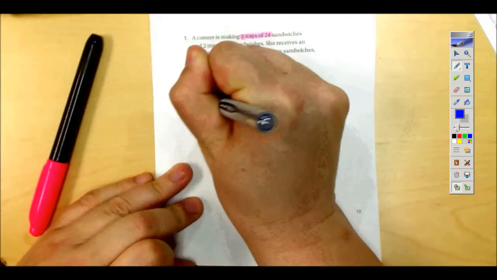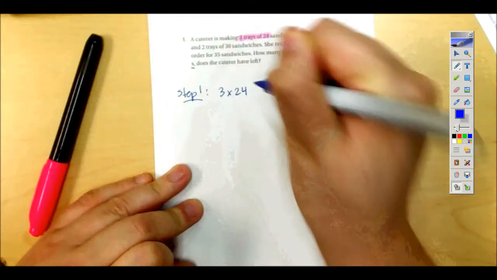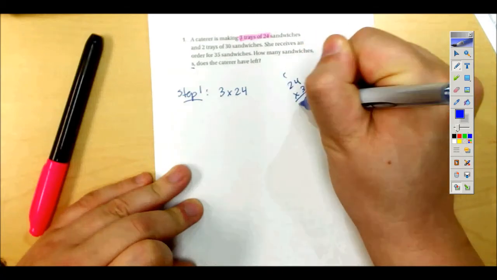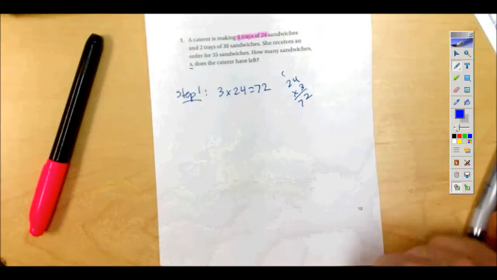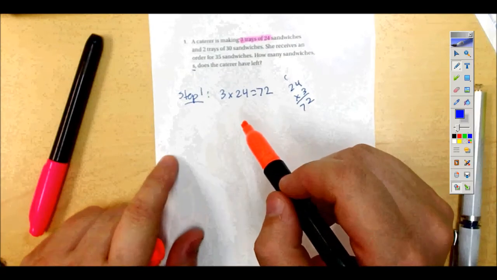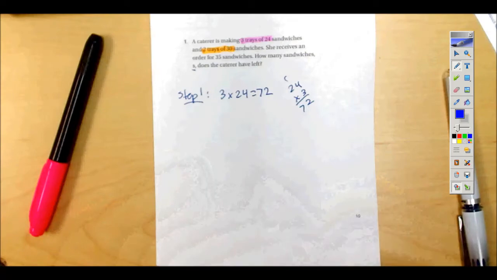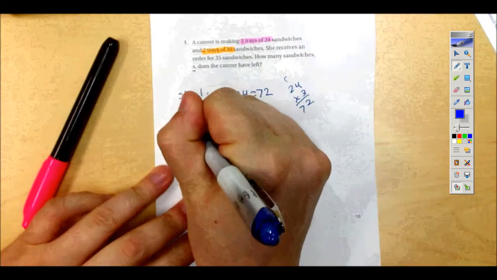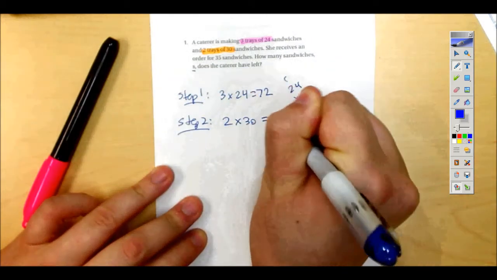Step 1. 3 trays of 24 would be 3 times 24. And if I did that, I would get 72. Now let's take a look at the next step. And she also is making 2 trays of 30 sandwiches. So, step 2 is 2 times 30, which is 60.